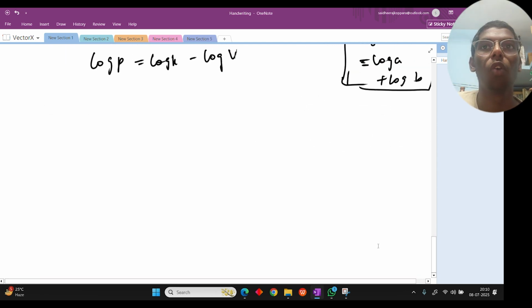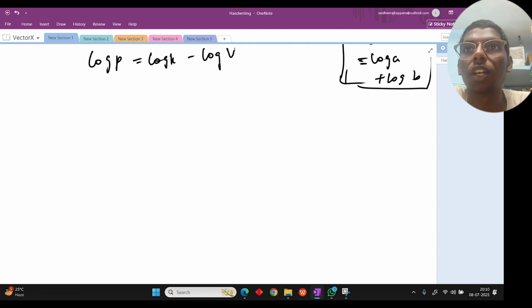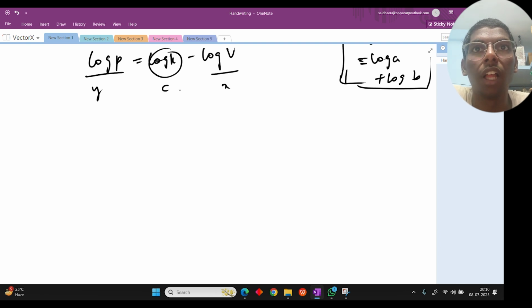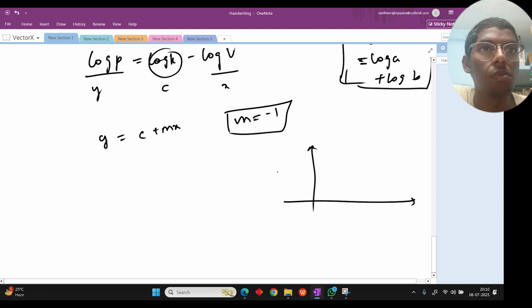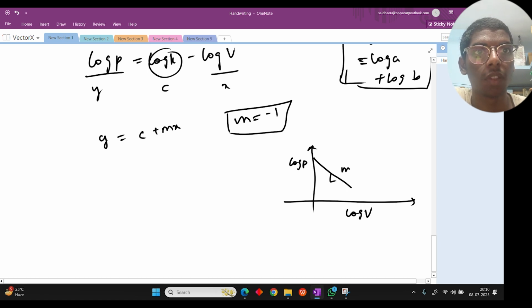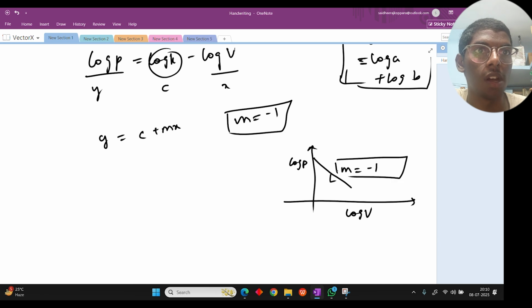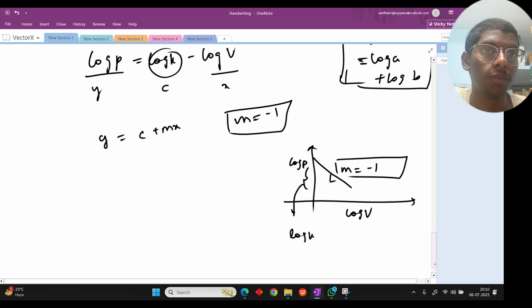So, now let us construct the graph between them. This is our y-axis, and this is our x-axis, and this is our intercept. So it's of the form y equals c plus mx, where the slope is minus 1, right? So the graph will have slope minus 1, and this total will be your intercept log K.